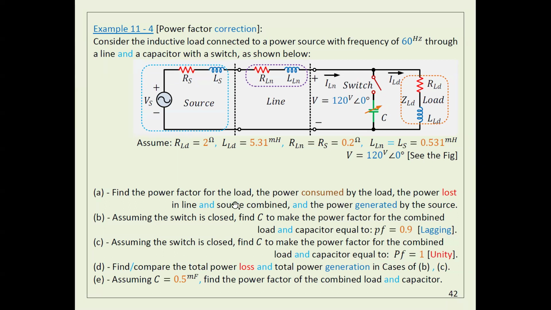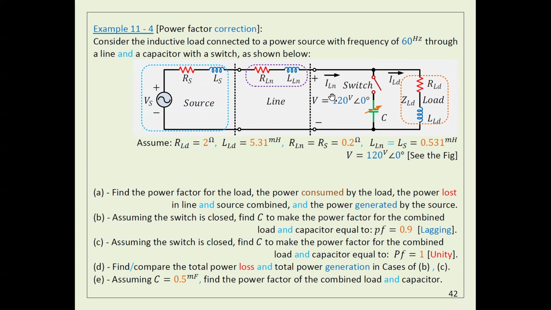So in the first scenario, we don't have a capacitor here. Okay? So let's see. Here I'm asking you, you need to find the power factor for the load. What is the power factor for the load? See what I give you. Here I give you R and I give you L, so you have R and L. Also, we have this R and this R and this L and this L, and they are equal. Okay, so I give them equal.